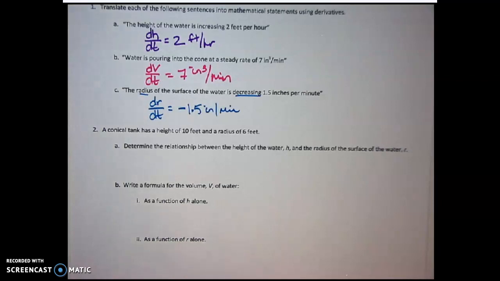And the radius of the surface of the water is decreasing 1.5 inches per minute. So the radius, the change in the radius, dr/dt, is negative 1.5 inches per minute.